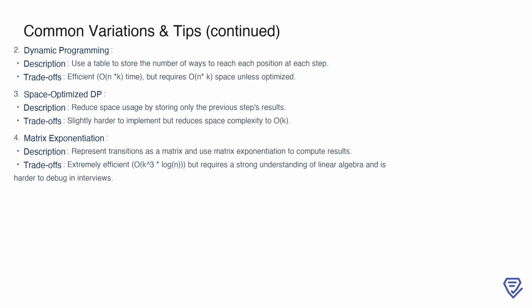Another advanced but highly efficient technique is matrix exponentiation. Here, you represent transitions as a matrix and use matrix exponentiation to compute results efficiently. This method achieves a time complexity of O(k^3 log n), making it extremely fast for large inputs. However, it requires a solid understanding of linear algebra and can be harder to debug during interviews. Each of these methods has its own trade-offs, so it's important to choose the one that balances efficiency, complexity, and the constraints of the specific problem you're solving.